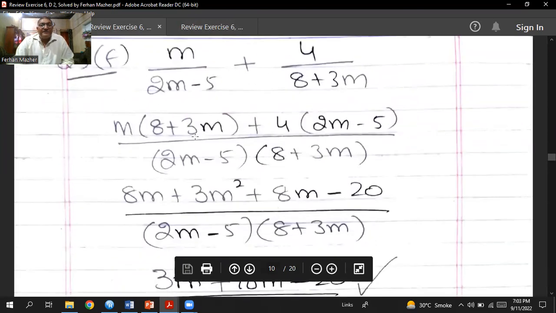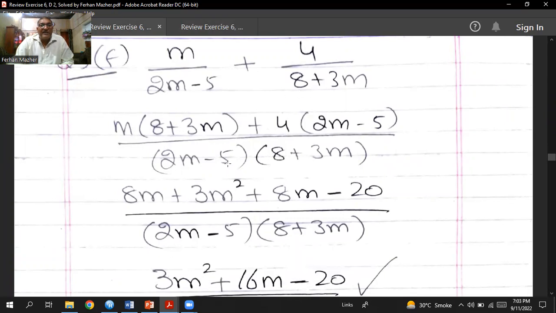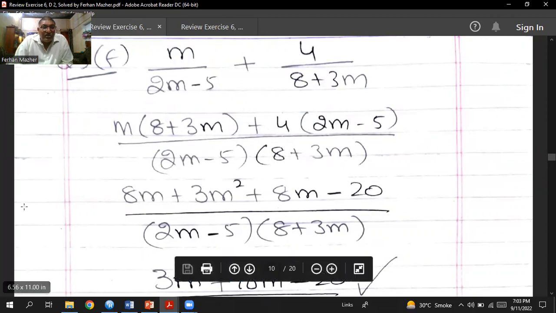Okay, so we will take the LCM. Both these will come in the LCM. So when you divide the LCM with this denominator, this and this is cancelled, you are left with the 8 plus 3m. That will multiply with this numerator. So m bracket 8 plus 3m bracket close. When you divide the LCM with this second denominator, this bracket is cancelled, you are left with the 2m minus 5. So that will multiply with the 4. So here you have 4 bracket 2m minus 5 bracket close.